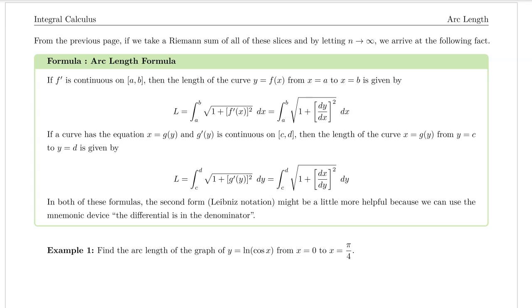In both of these formulas, the second form that uses the Leibniz notation might be a little bit more helpful because we can use the mnemonic device, the differential is in the denominator. So for example, in this case, we are integrating with respect to x, and so we have dx, and then dx is in the denominator of our derivative notation there.